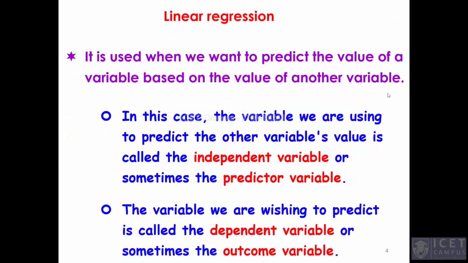Linear regression is used when we want to predict the value of a variable based on the value of another variable. Yes, for prediction purposes, we can use linear regression. The variable we are using to predict the other variable's value is called the independent variable or predictor variable. And the variable we want to predict is called the dependent variable or outcome variable.